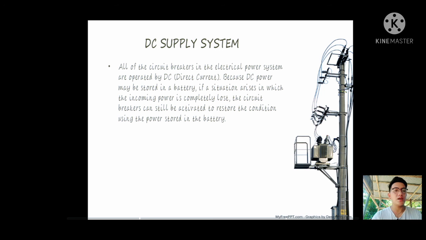This is also one of the most important, because its function is that the power is stored directly in the battery, for the situation in which the power is completely lost. Our circuit breaker can still be activated and restore the condition using the power stored in the battery, or the power charged in our battery. So we can use it as an alternative source.